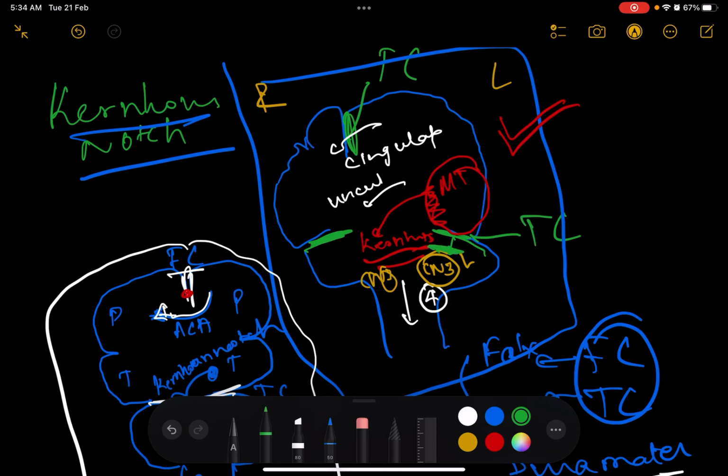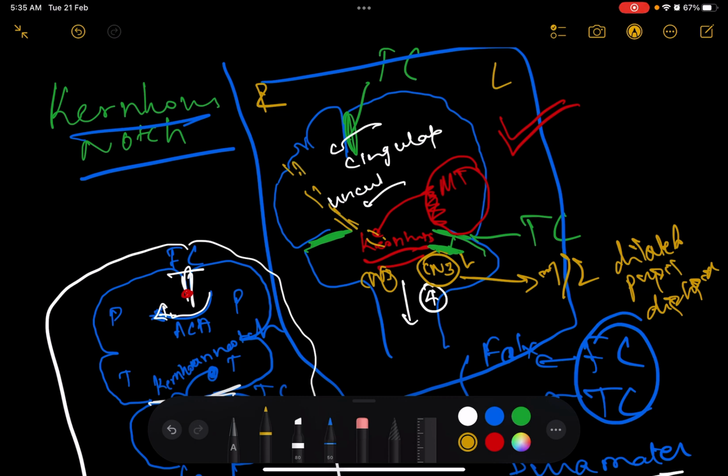Okay, so therefore there's going to be an ipsilateral dilated pupil, and there can also be diplopia, obviously. At the same time, there are certain fibers that are coming from the prefrontal cortex or the motor cortex, and they're crossing around at the medulla.